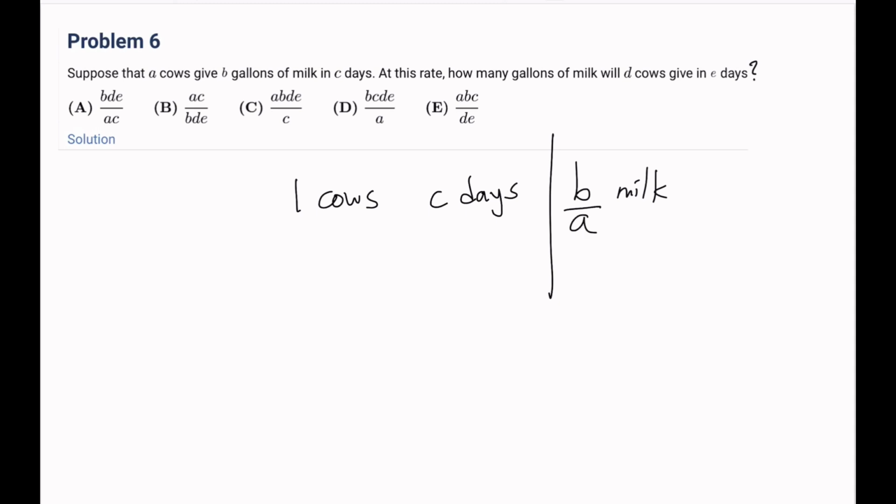B over A gallons of milk, and 1 cow in 1 day would give B over A over C, right? This much gallons of milk, and now this has to be D cows, so this would be B times D. I'll move milk away, and it has to be E days, right? So this is E days, and we multiply E, so it's BDE over AC. That is A.